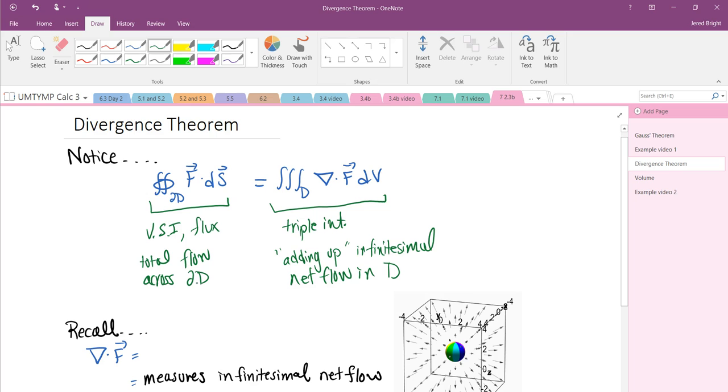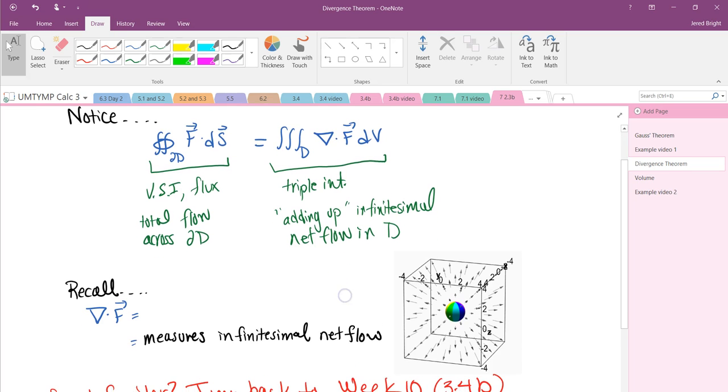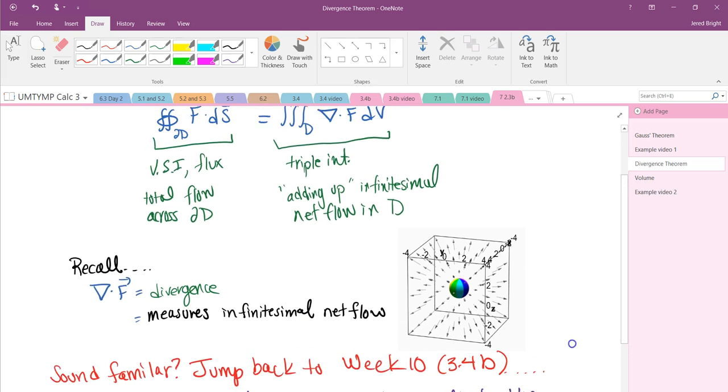Okay. Well, and then we want to recall that when we use the symbol, the del operator dotted with F, I let it slip in the last video, but that's the divergence, right? And that measures infinitesimal net flow. And when we first discussed divergence, we were thinking of it like this. We were looking at a region and how the vector field was flowing through an object that we place in it. Well, this kind of sounds familiar, right?